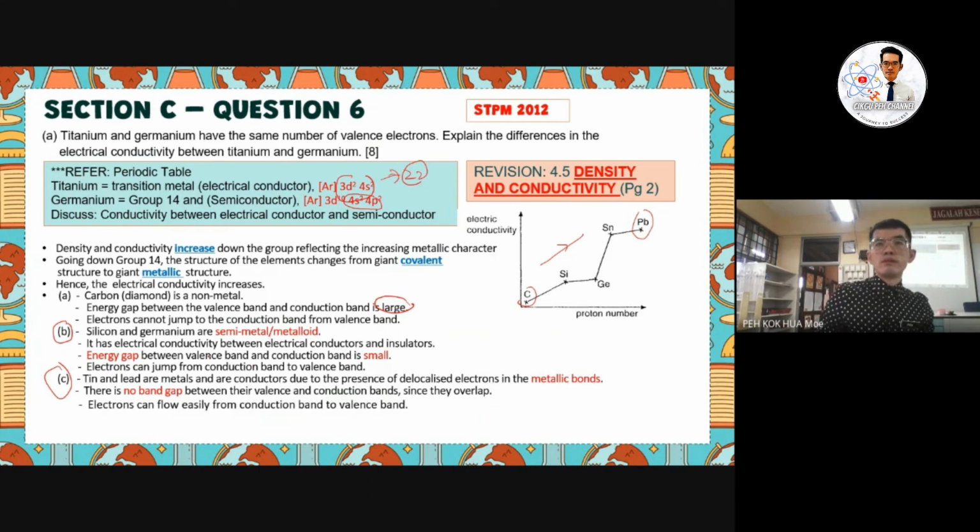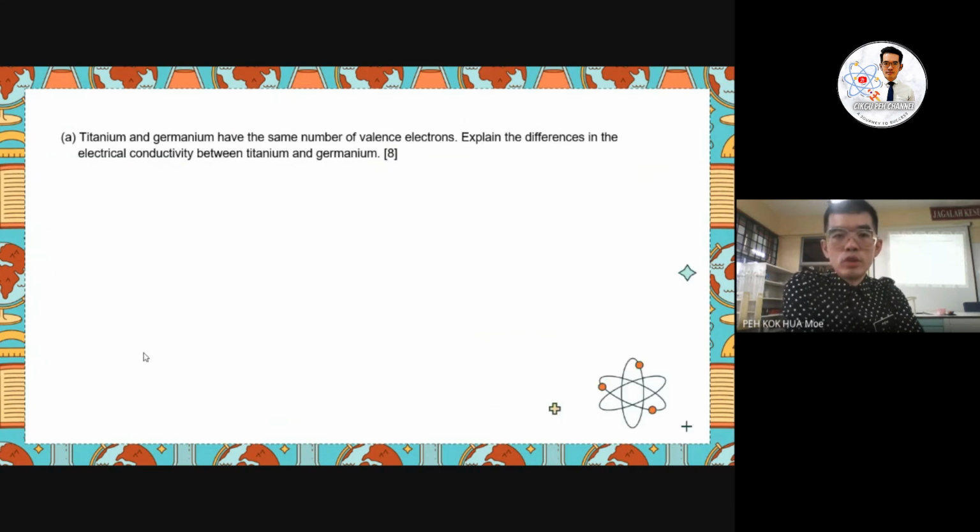So the gap between the valence band and the conduction band is small. So the electron can jump from the valence band to the conduction band. And one more thing, we know that for a semiconductor, the conductivity will increase when we increase the temperature, right? So with all this information you can already get 8 marks.